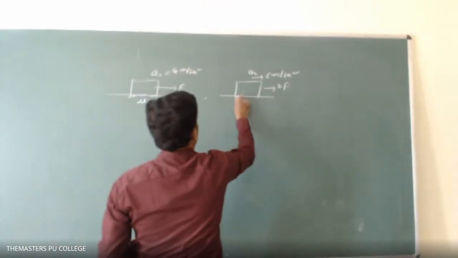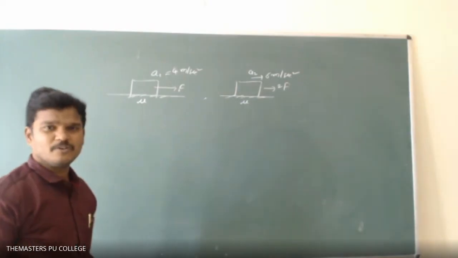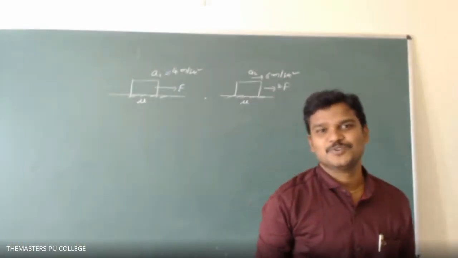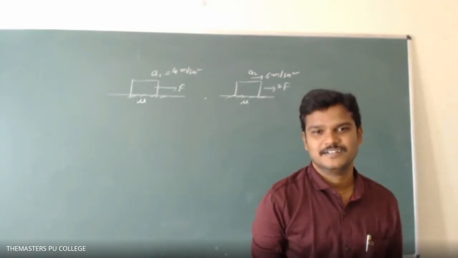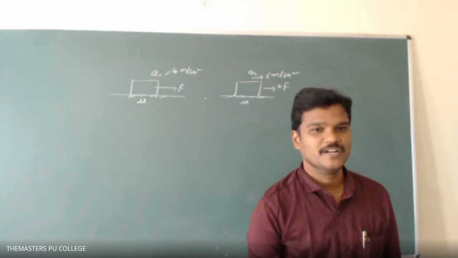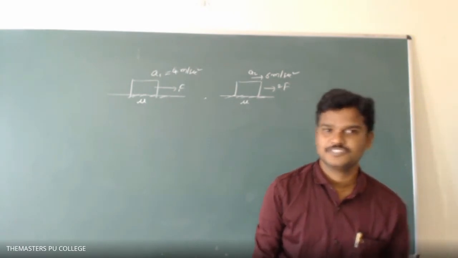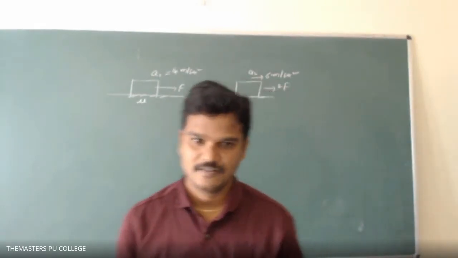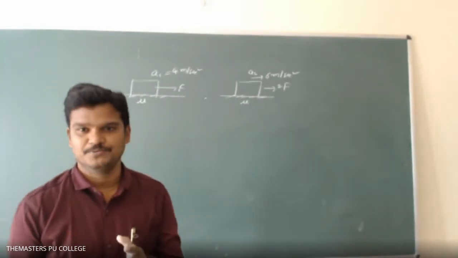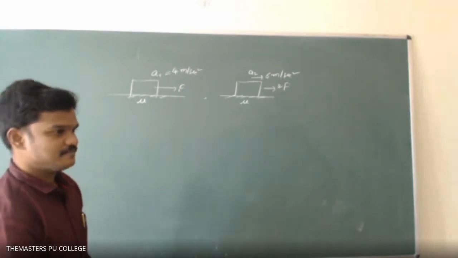Sir, minus 0.2. Minus, how is minus possible? Coefficient of friction is always positive. We cannot get negative answers. The value lies between 0 and 1. It cannot be negative. Coefficient of friction is a ratio.